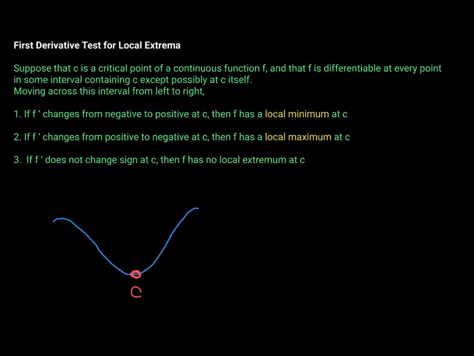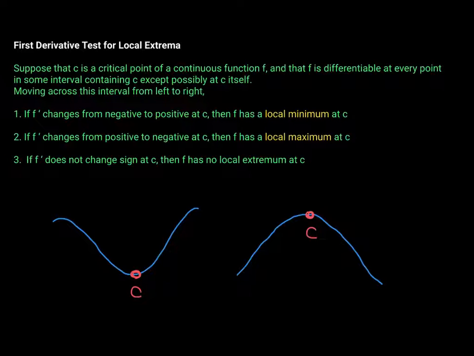All right. The next one says if f prime changes from positive to negative at c, then f has a local maximum at c. So listen, if you're going from positive to negative, f prime being positive means the function is increasing, and then f prime changing to negative means now it's starting to decrease, and that's happening at some value c. Then there's a local maximum at c. I hope the picture helps.